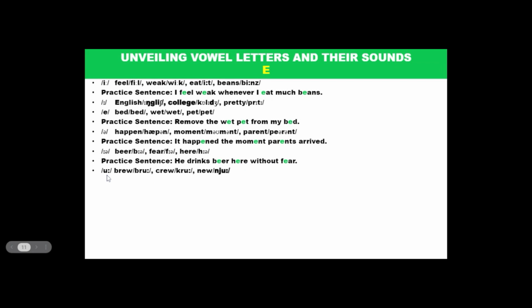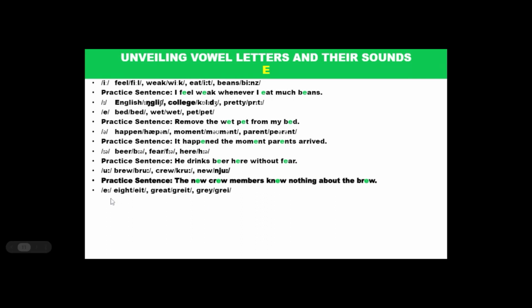Then we have the sound oo in brew, crew, and new. Practice sentence. The new crew members knew nothing about the brew. We have the sound A in eight, great, and gray. Practice sentence. The 80-year gray-headed man looked great. Now, notice the sound A in 80, gray, and great.